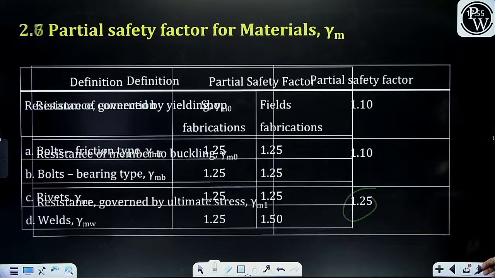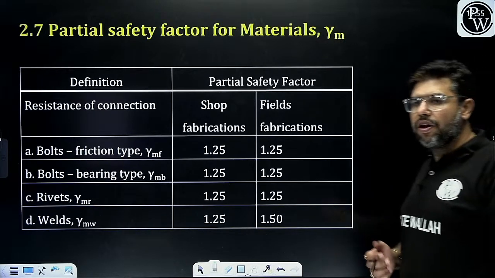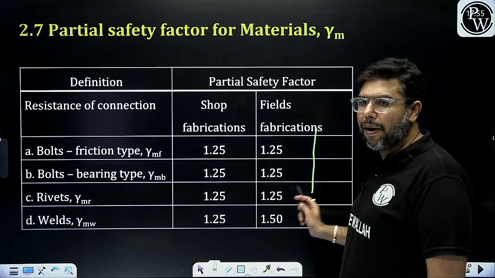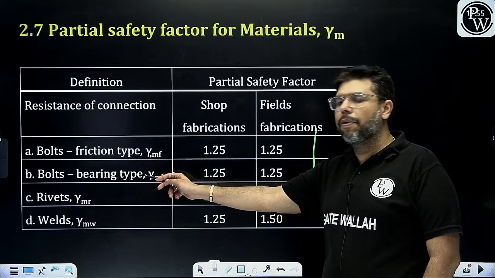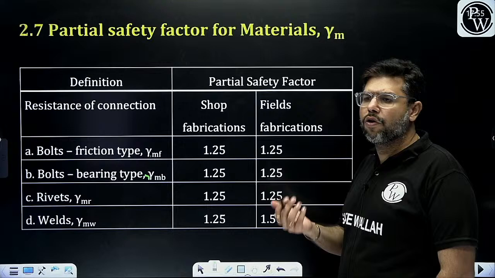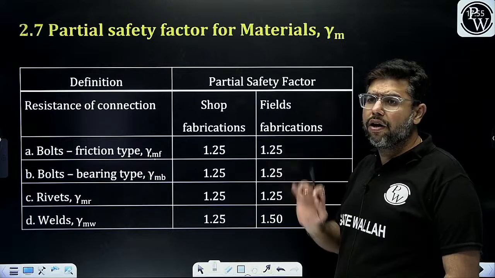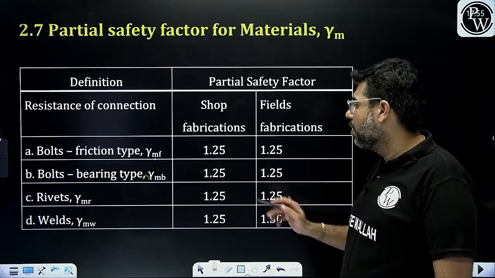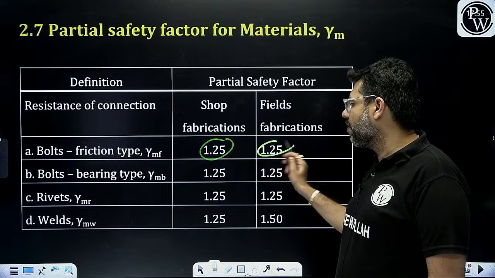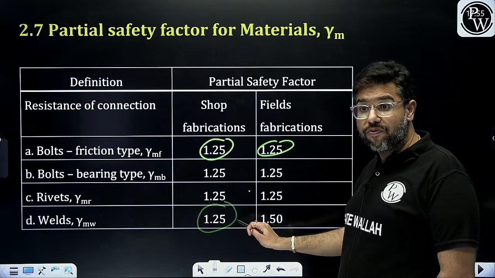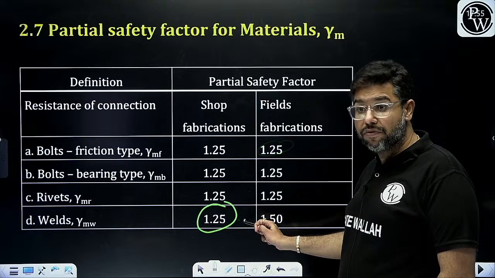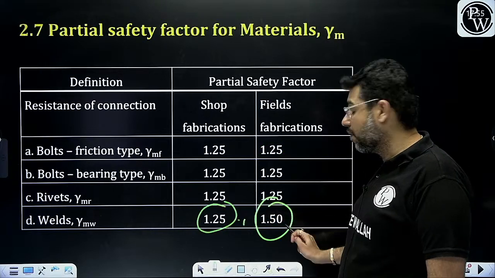Got my point? Then for various types of connections, these are the partial safety factors for bolted type: friction type and bearing type. What is a friction type connection and what is a bearing type connection? That I will cover in bolted connections, don't worry. The partial safety factor is 1.25 for bolts. But for welds, for shop fabrication the partial safety factor is 1.25, but for field fabrication it is 1.50.